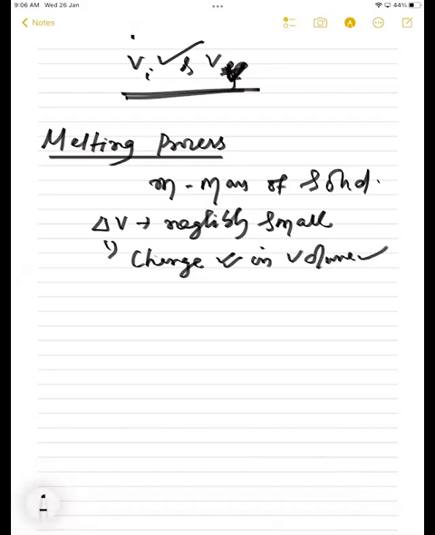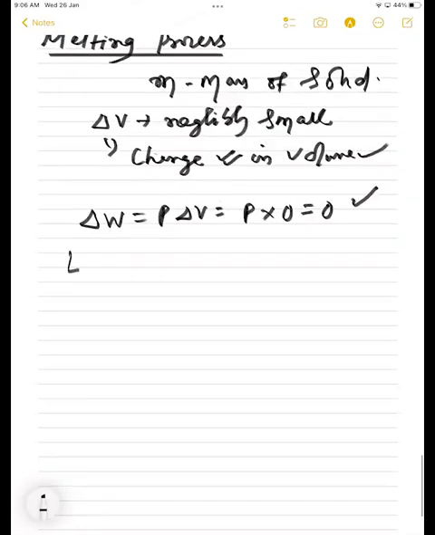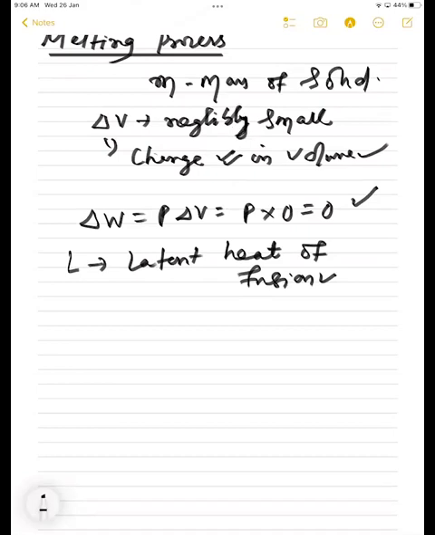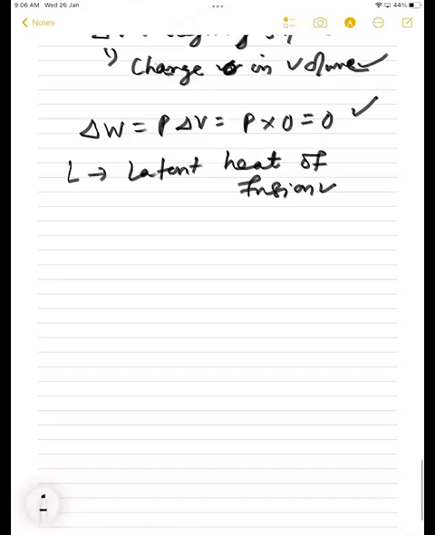So work done is how much, students? Always dW is equal to P into delta V, and there is no change in volume, so work done is equal to 0. Here, let L be the latent heat of fusion, because when it is melting, L will be the latent heat of fusion, correct? Delta V is negligibly small, so there is no change in volume, and work done is equal to 0.